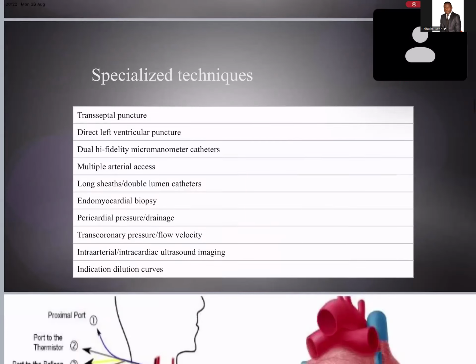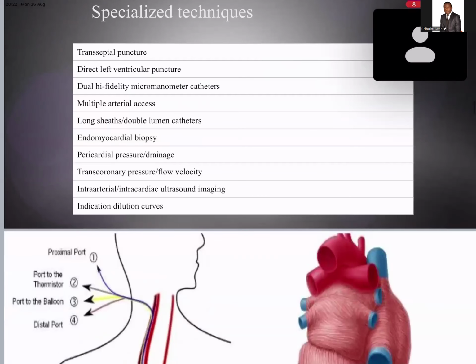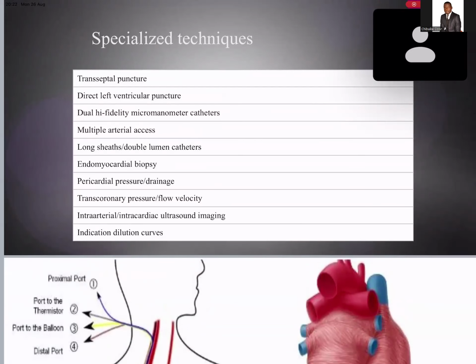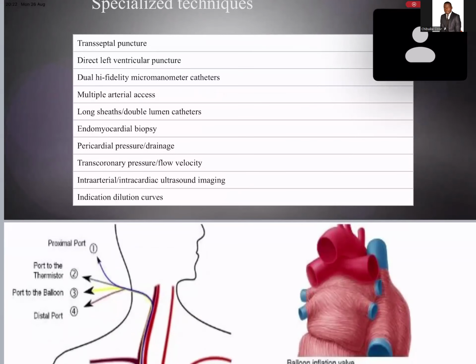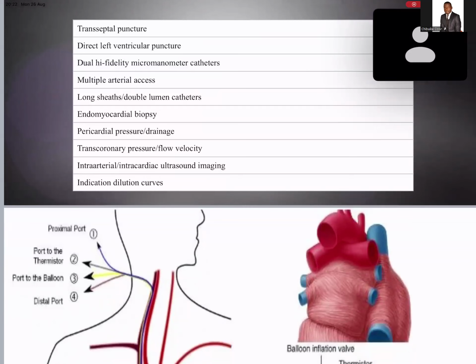Now, here are other specialized techniques involved in either left or right heart catheterization. I've said we have the transseptal puncture technique. We also have the direct left ventricular puncture. We have the dual high fidelity micromanometer catheters, multiple arterial access, long sheath double lumen catheter use, and then also specialized techniques for endomyocardial biopsy. We also have the transcoronary pressure and flow velocity.